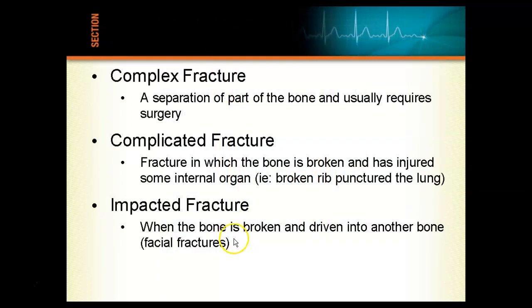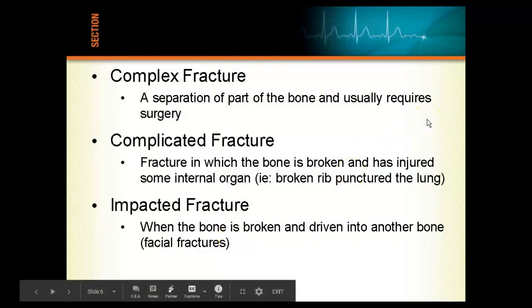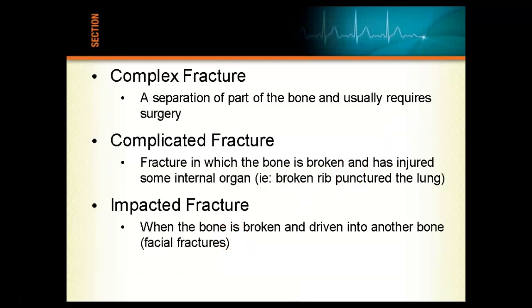All right, so just a few other definitions that don't necessarily have a picture. A complex fracture is a separation of part of the bone, and that usually is going to require surgery. Complicated, this is when a fracture, the bone is broken, and then that bone has injured some internal organ, like a broken rib puncturing the lung. Impacted fracture, this is when the bone is broken and it drives into another bone. So this is a lot of times what happens in facial fractures because there's so many bones in the face. In trauma or car accident, if there are facial bones fractured, they will usually be impacted into another bone. They've driven through another bone.